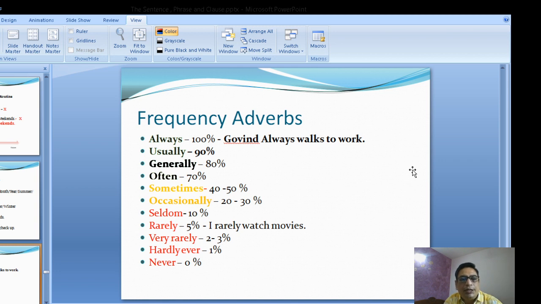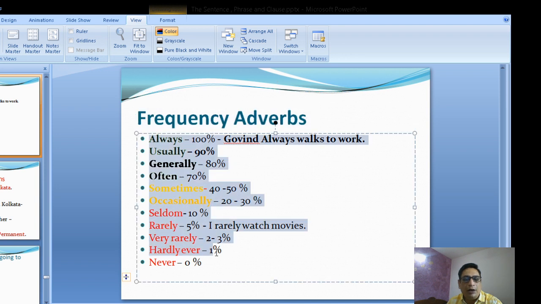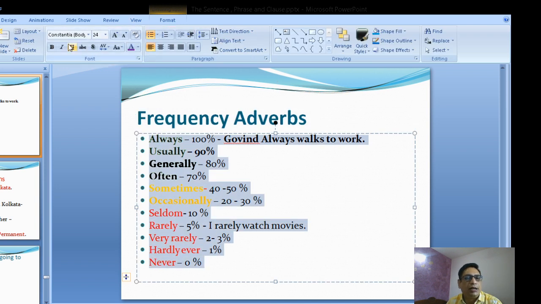Now these are the frequency adverbs. Now what do you mean by frequency adverbs? We have already dealt with adverbs earlier. Adverb is a word or a phrase which actually describes the verb. So, come, always come, usually. All these words that I'm going to use right now, I will tell you how exactly or what exactly it means. Now, whenever we are using the word always, I'll make this font a bit bigger for you so that you can see it clearly.